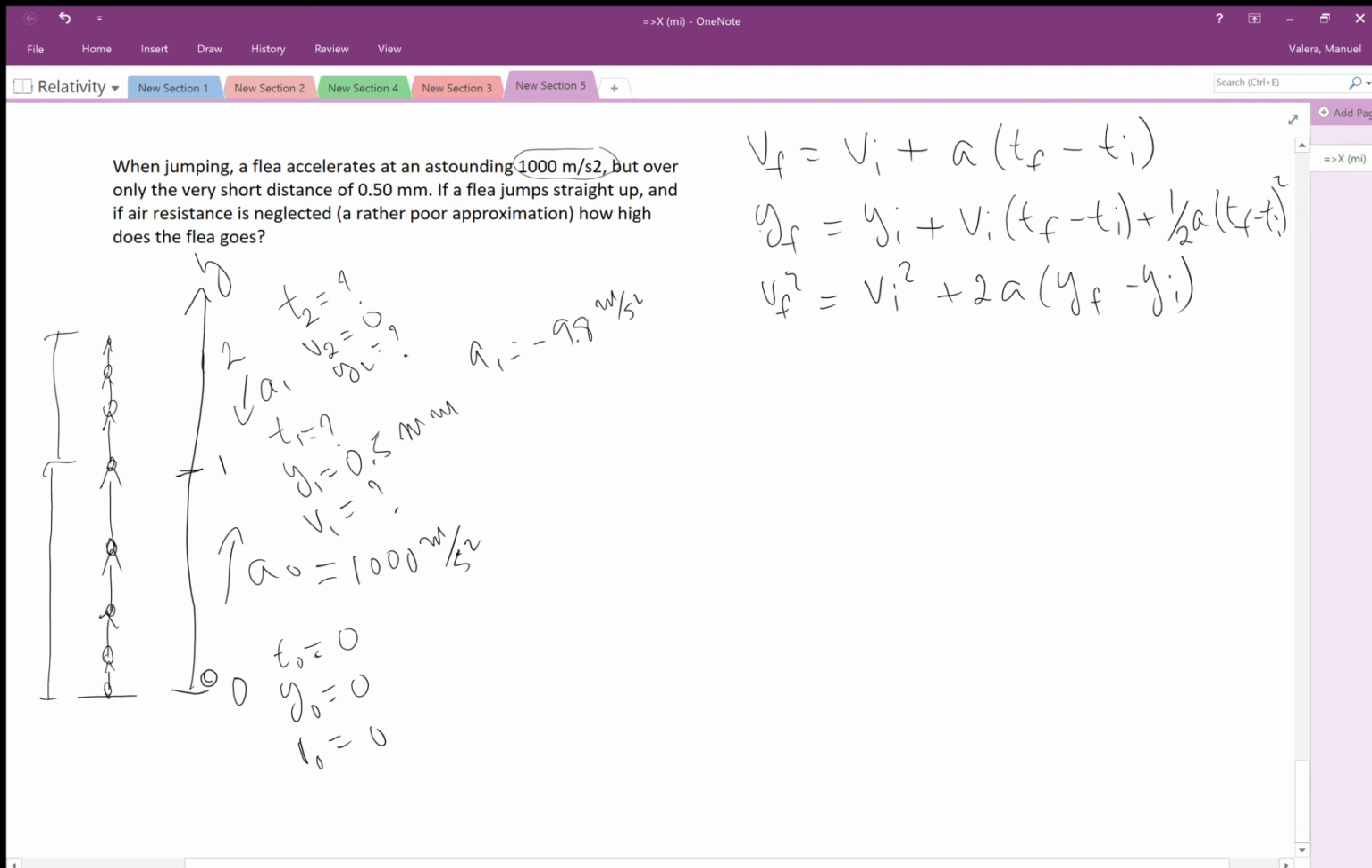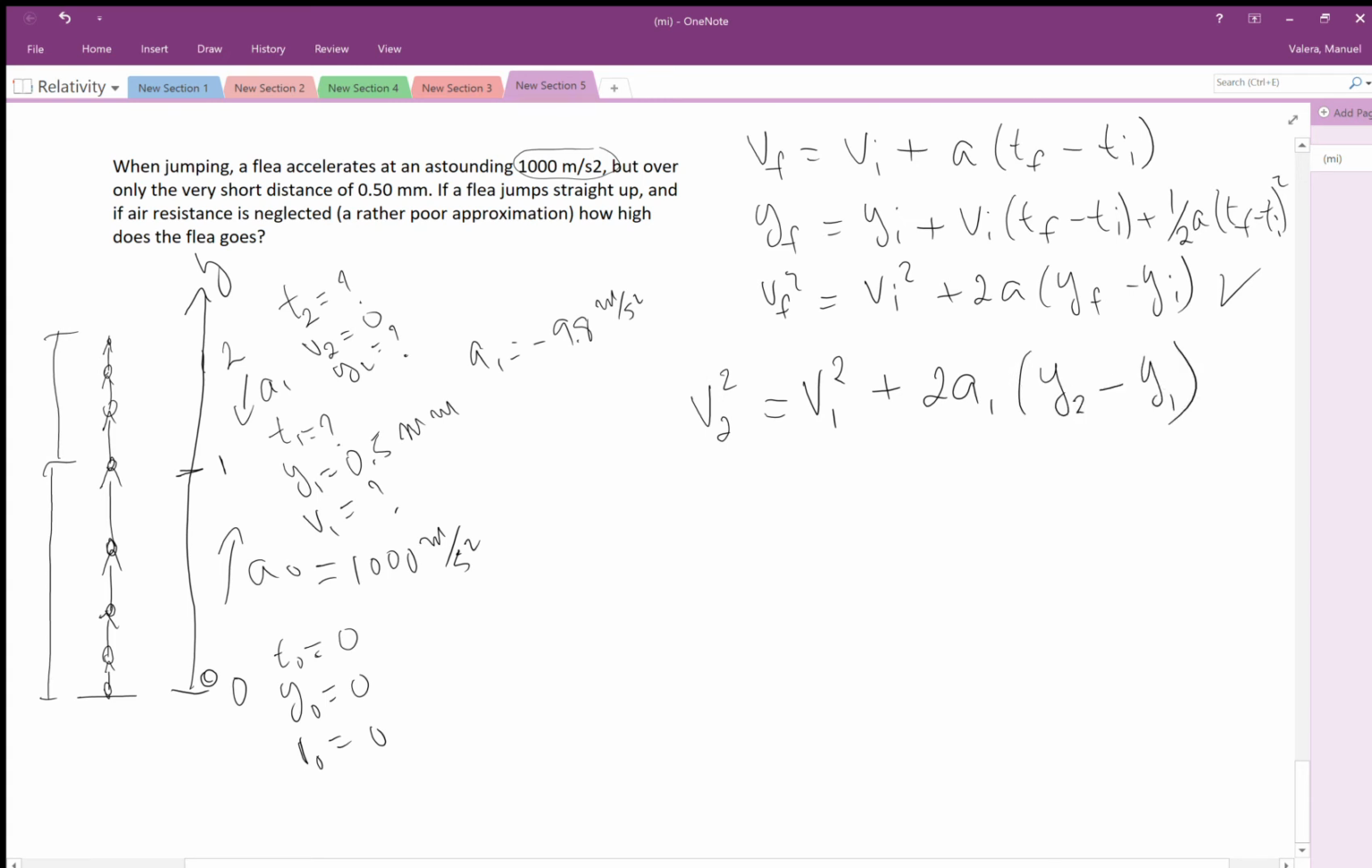An equation that could help is this one here. So we can write that v2 squared, which would be my final now, is equal to v1 squared plus 2 times, and then minus 9.8, which is my acceleration. And let me just write this as a1 for now, so we can keep our symbols. Then I want y2 minus y1.